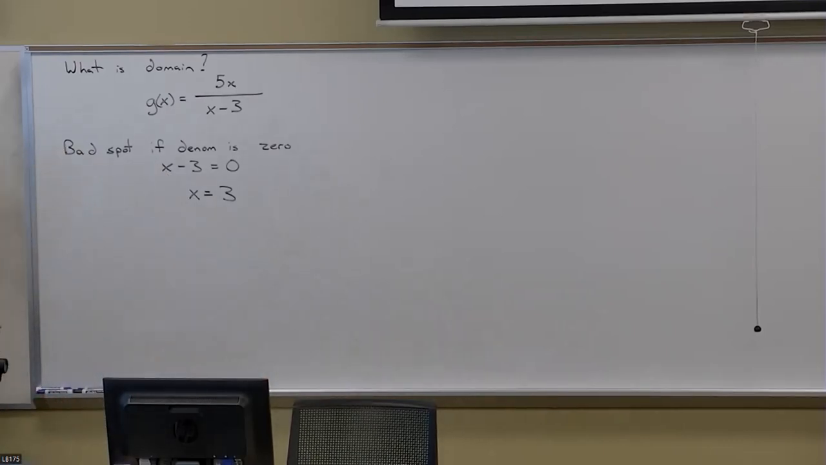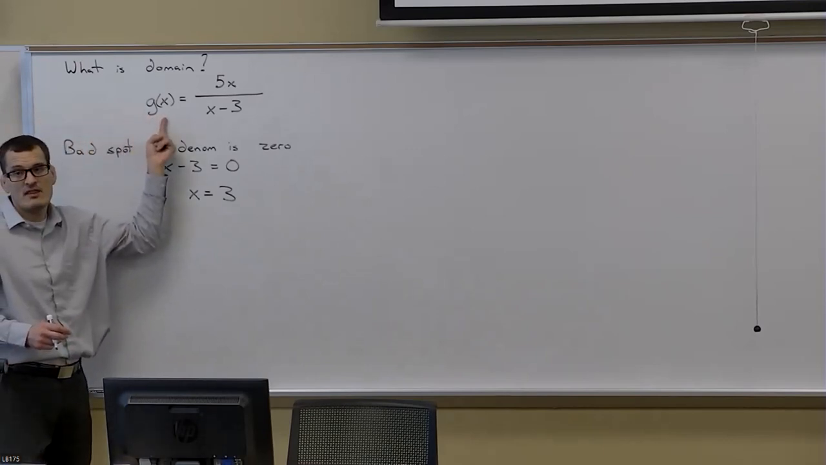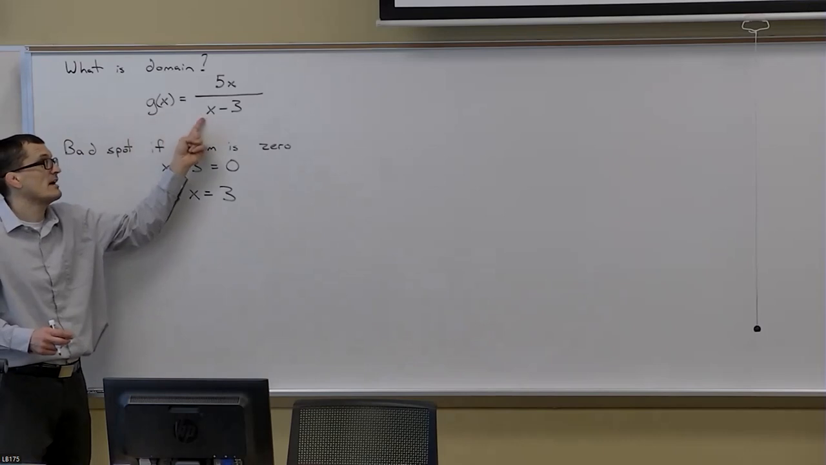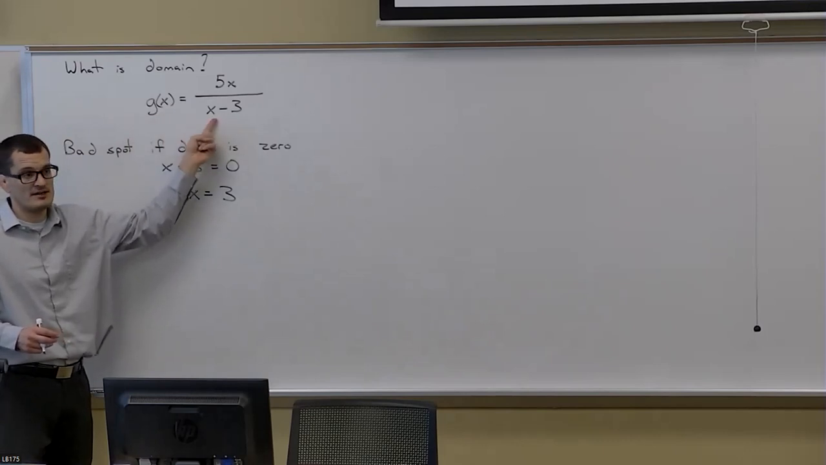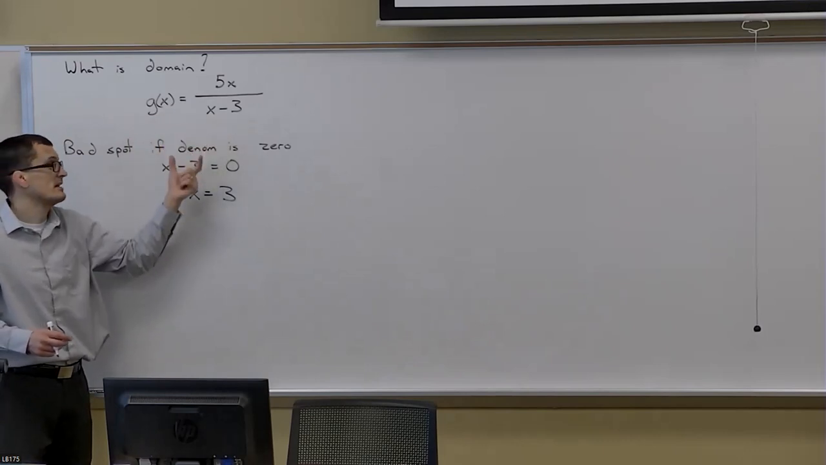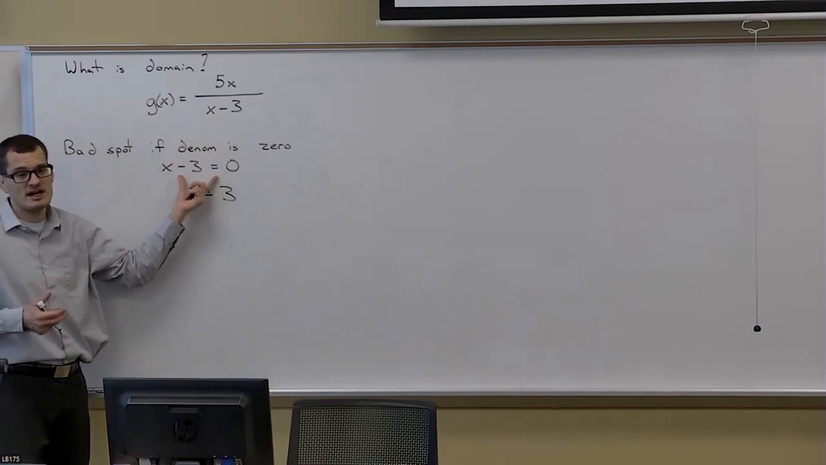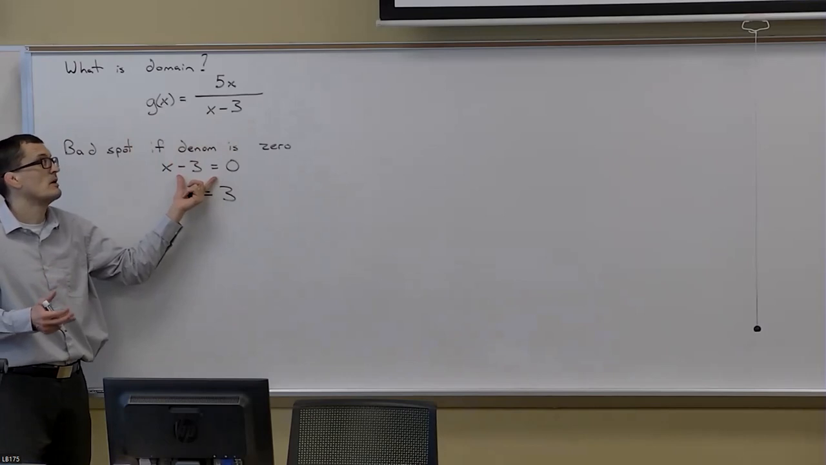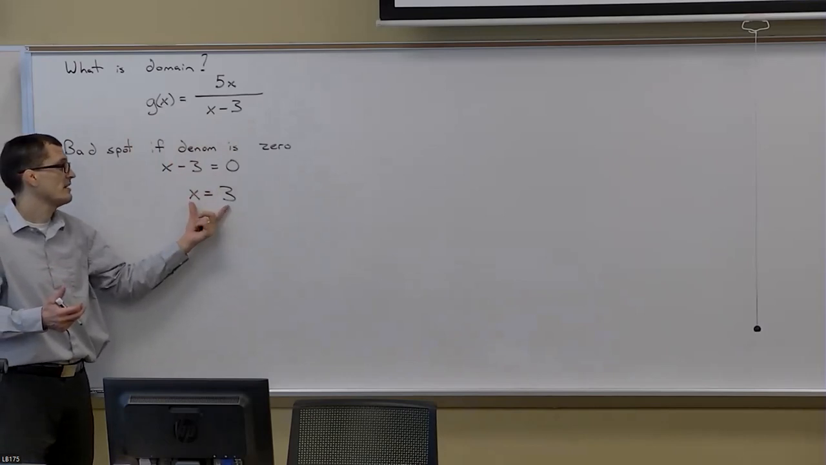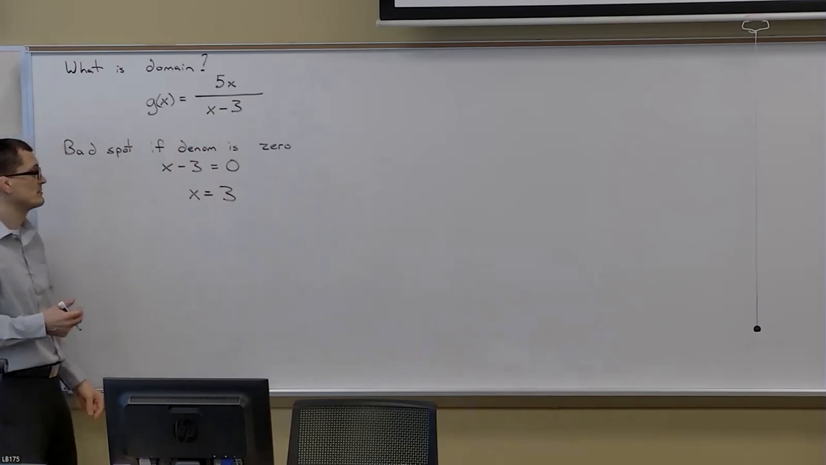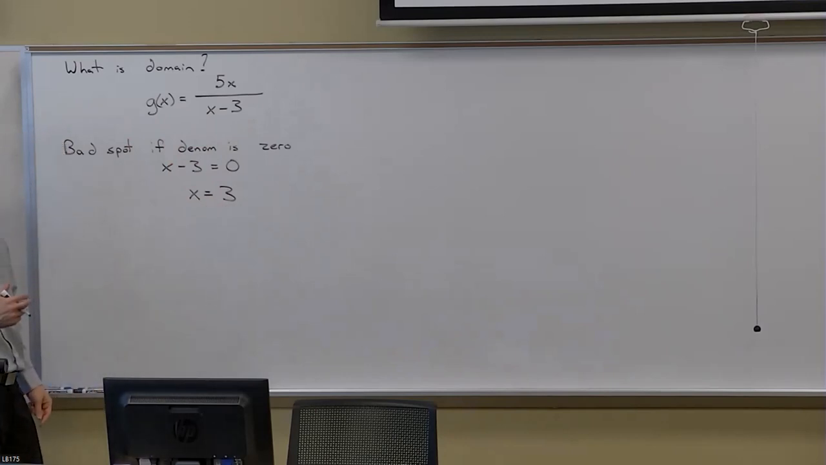So we're looking at the domain of a function. That function has a variable and a denominator. I can set the denominator equal to 0. That is a troublesome spot. I don't want to be dividing by 0. And so that tells me, in this case, that x equals 3 is a troublesome spot.